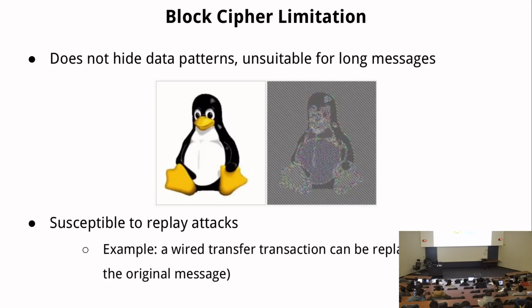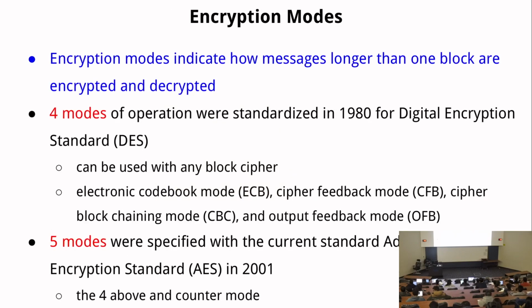So after encryption, you can still see a pattern of the original data. Even though you do not see the plain text, it shows some pattern there. And it may also be used for some replay attacks. So that's why on top of block cipher, we introduce encryption modes.